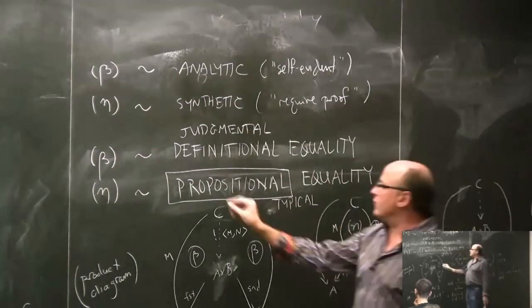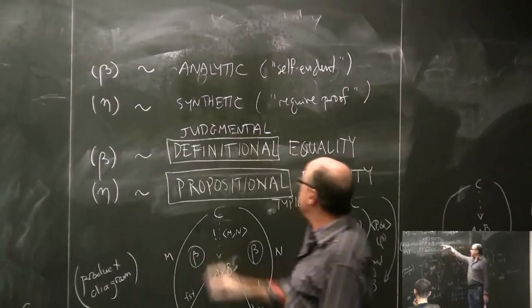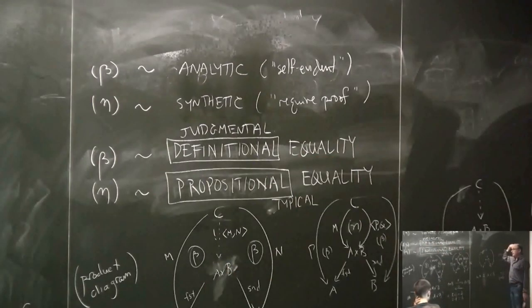And this is the central thing in homotopy type theory, the distinction or the interplay between definitional and propositional equality. And that's the thing I wanted to get to today. Okay, so good. So that's what I wanted to do.